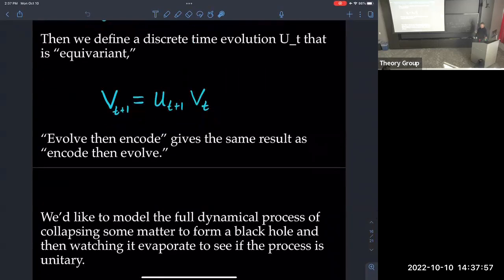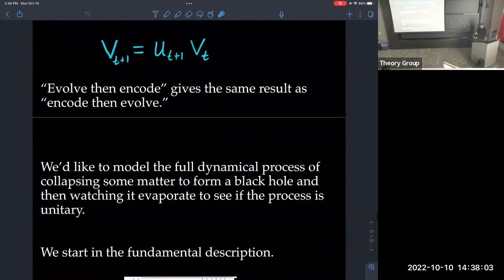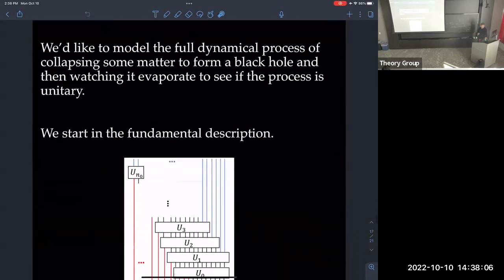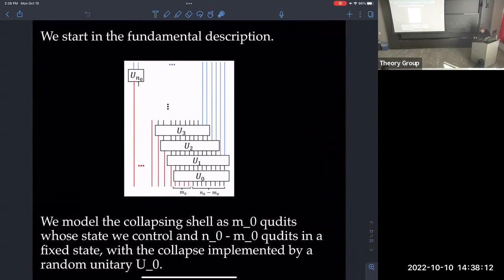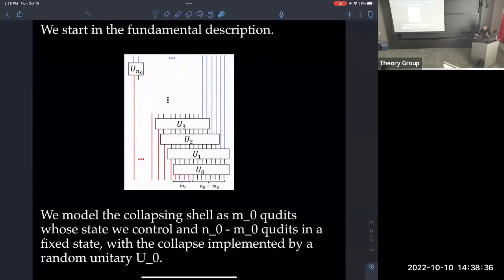So we'd like to model the full dynamical process of collapsing some matter to form a black hole and then watching it evaporate to see if the process is unitary. So let's start from the fundamental description. We're going to model the collapsing shell as these m naught qubits whose state we control. We'll put whatever you want there. The star could have had one state or another. And then for generality, like we had our little f, we'll also have these extra qubits that'll be n naught minus m naught qubits. So in total, we're inputting n naught. They're going to be in some fixed state, and the collapse will be implemented by some random unitary u naught.